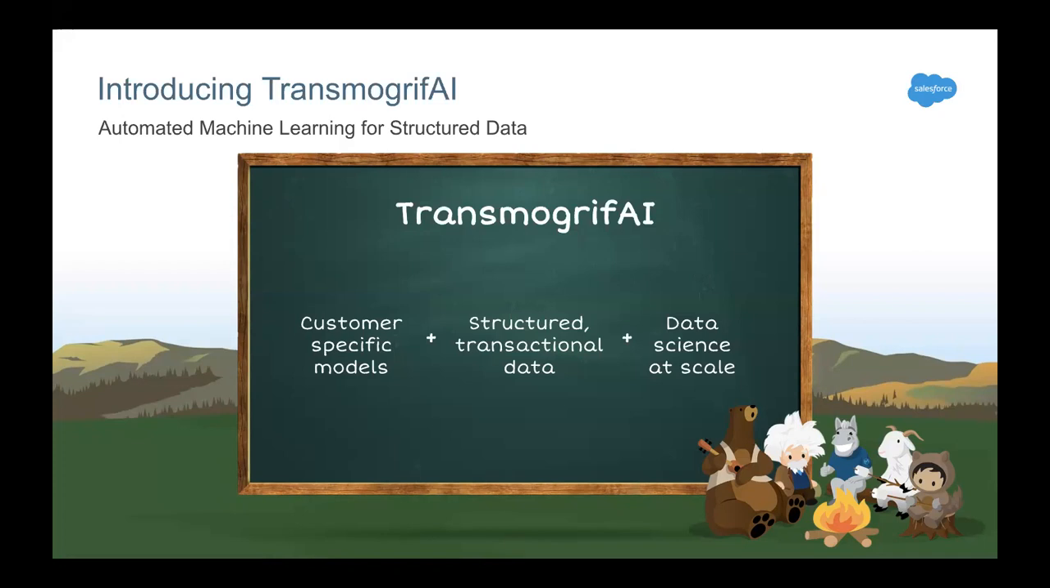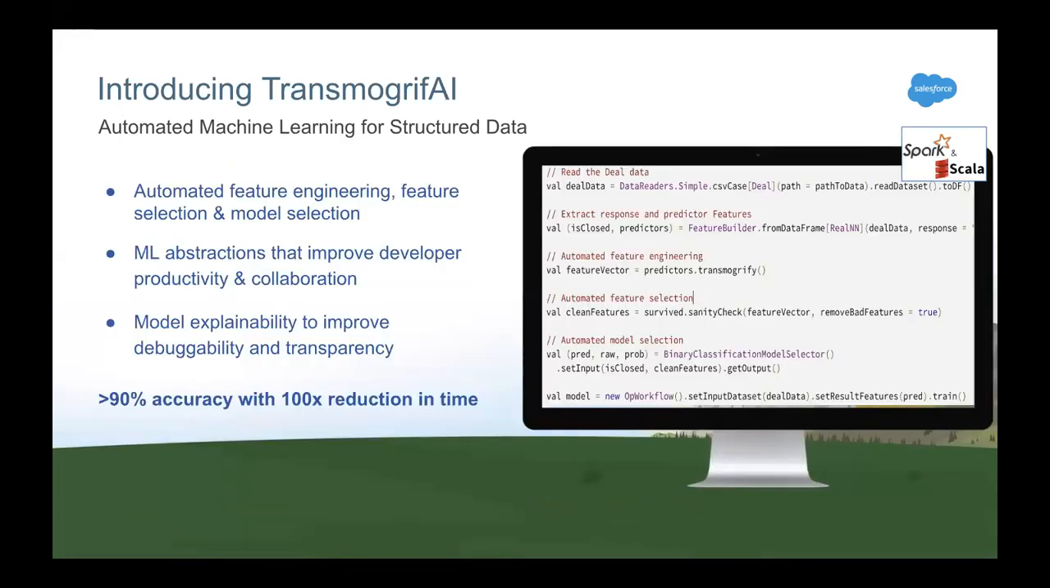It's tuned for structured and transactional data. What it basically provides is data science at scale, automated data science. On the right, you might see a snippet of how some of the code would look. I will show the demo on the actual application later. What we essentially achieved with TransmogrifAI is automation of feature engineering, feature selection, and model selection on top of structured datasets. We also double down on machine learning abstractions that improve developer productivity and reuse of the code across different projects or code bases.